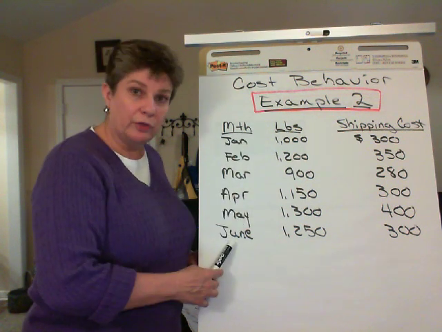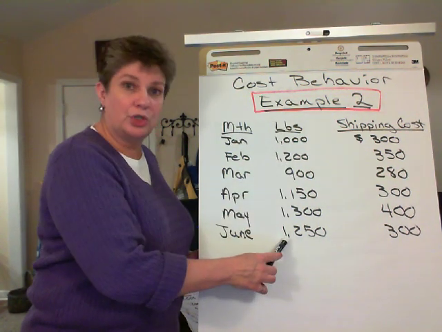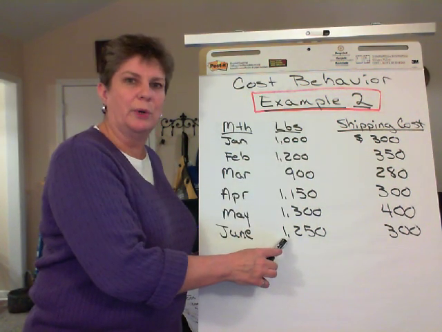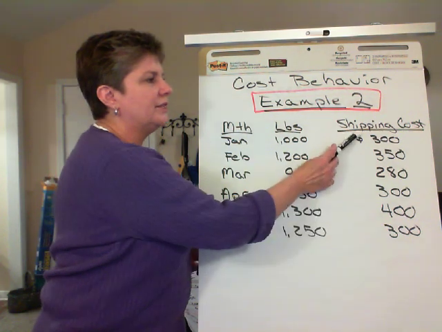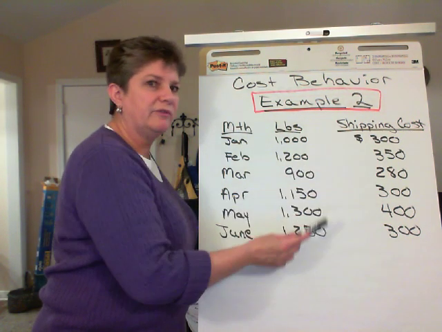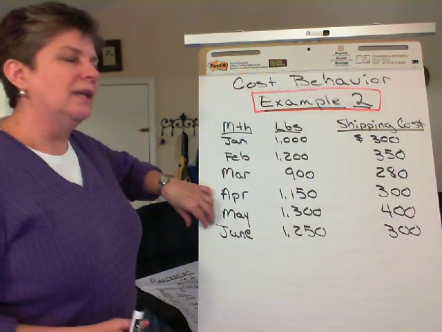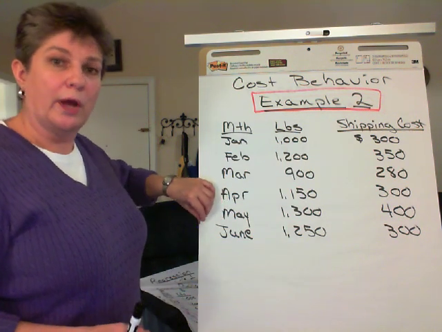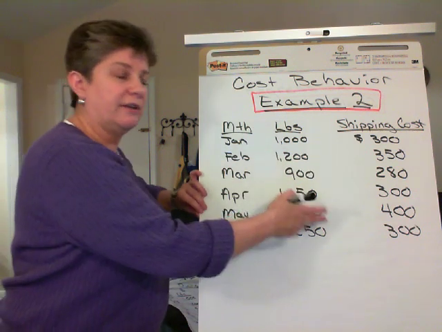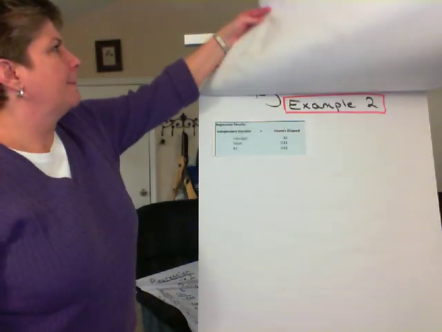Now you're going to notice that this looks very similar to example 1. We've got January through June data, and also our pounds shipped is the same as what we had in example 1, but what's different is the shipping cost. So we've got a different set of data here because of the shipping cost information. Now let's take a look at what the regression results run on this set of data with these new shipping costs would be.